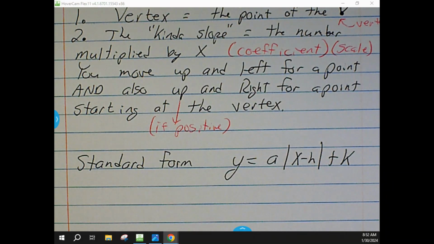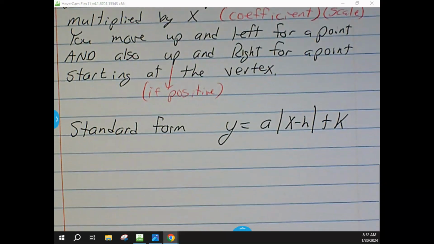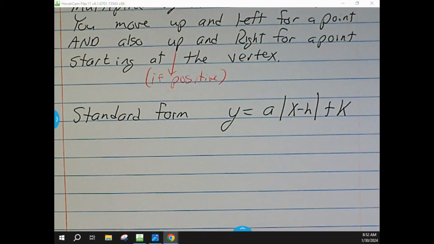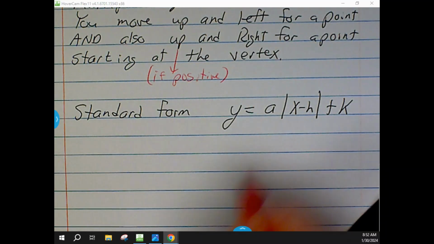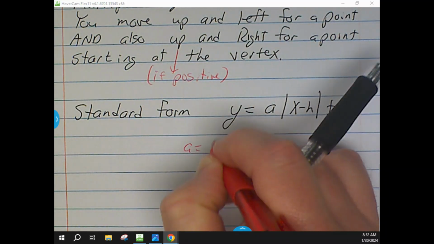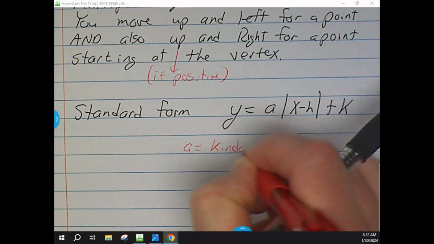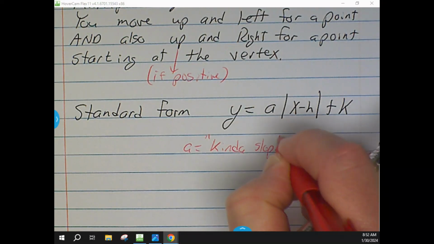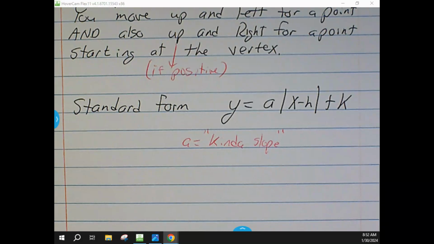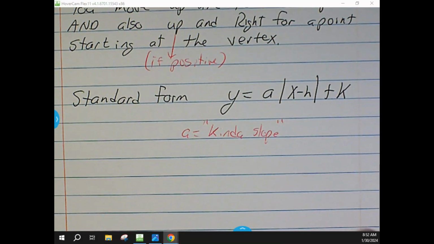It's a times x minus h plus k. They'll tell you that a is your direction, and for this part of what we're going to talk about, a is your kind of slope. You won't find that in any book, but just think about it that way: it's kind of like your slope, but it's not exactly like your slope. It's kind of sort of that way.